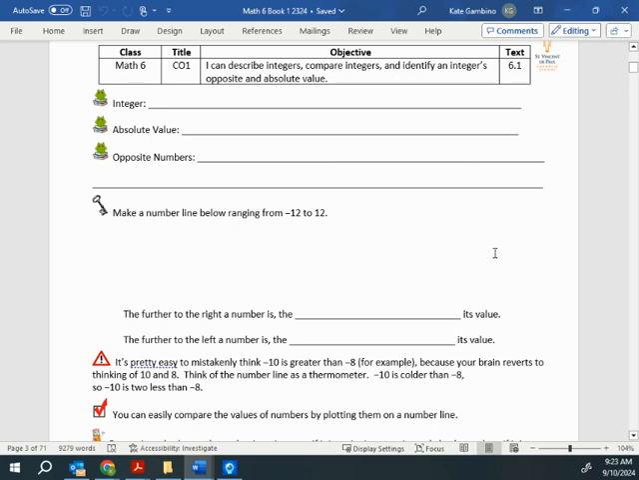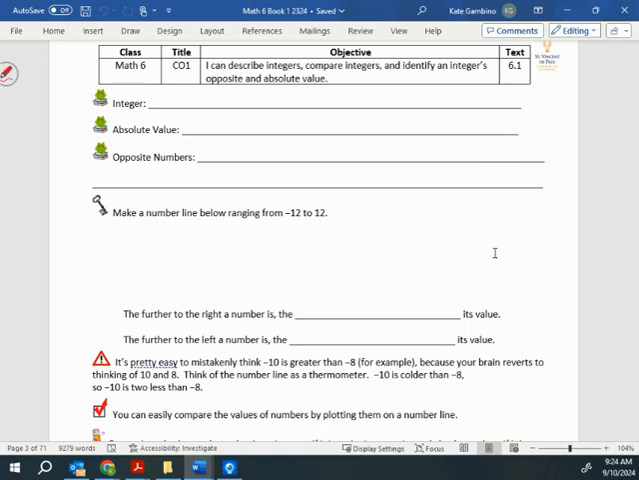Good morning. Today we are starting off our math binder. We are doing our unit 1. It's a trimester 1 binder. We are starting with CO1. That is our course objective 1.